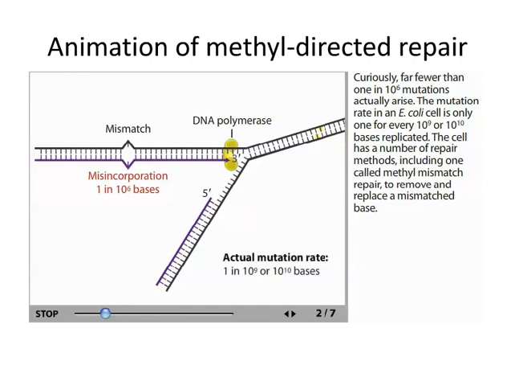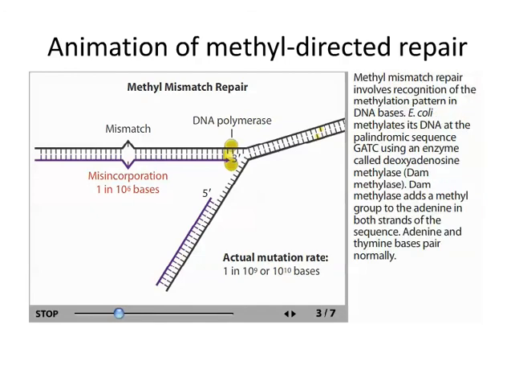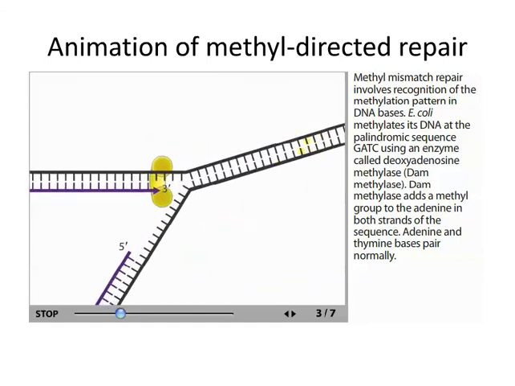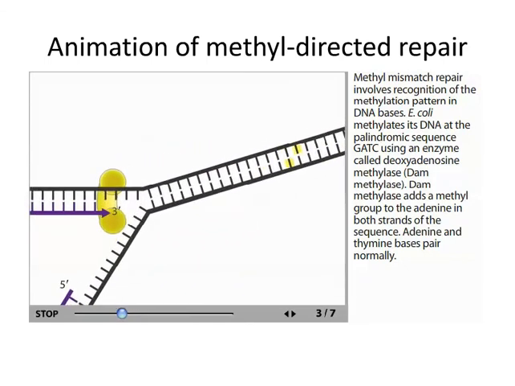The mutation rate in an E. coli cell is only 1 for every 10 to the 9 or 10 to the 10 bases replicated. The cell has a number of repair methods, including one called methyl mismatch repair to remove and replace a mismatched base. Methyl mismatch repair involves recognition of the methylation pattern in DNA bases.